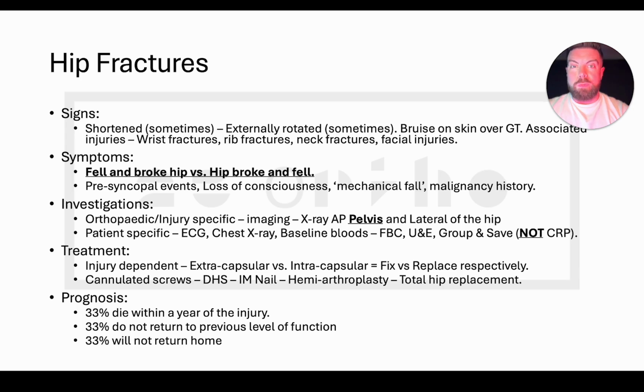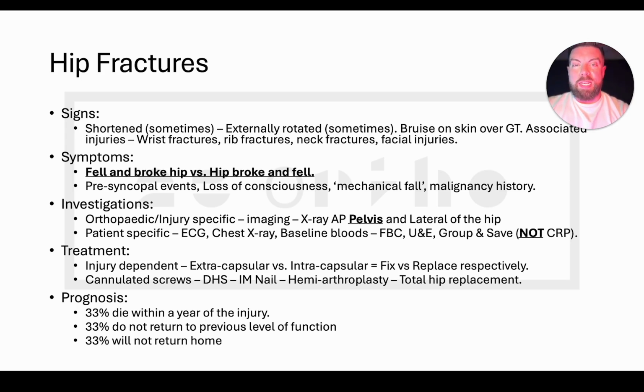Investigations would be orthopedic specific and patient specific. So you'll need an x-ray. What type of x-rays do you need? You need an AP of the pelvis and a lateral of the hip in question. Patient-specific stuff then would be your normal ECG, chest x-ray, baseline bloods, including full blood count and U&E with a group and save, but not a CRP. You do not need to do one. It costs a lot of money and it doesn't change your management.